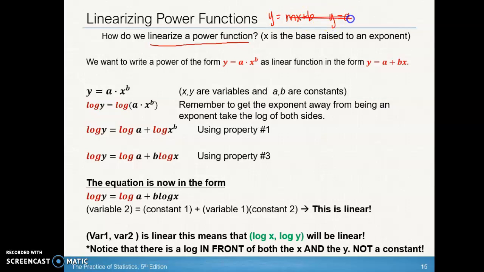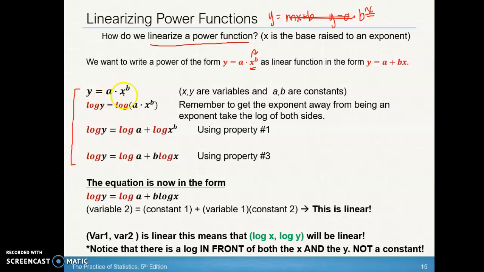Exponential function is y equals a times b to the x, where x is your exponent, and a power function here is y equals a x to the b. X is your base and it's raised to an exponent, okay? So our goal here is to make this function linear. Now, once again, I'm just going to quickly show you how to do that. You don't necessarily have to know how to do that. I just want you to know where this is coming from.